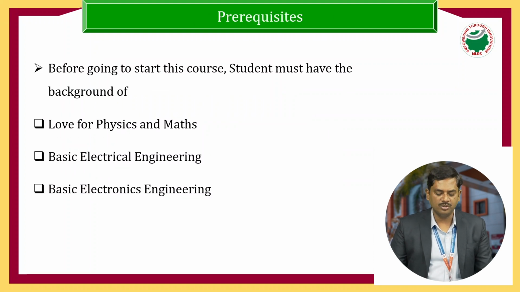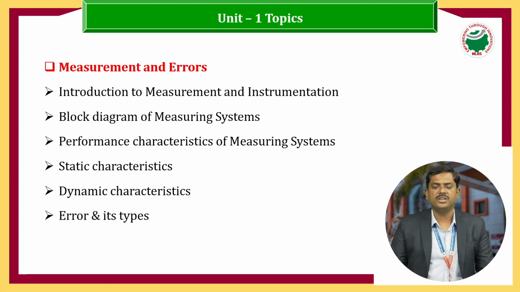Before getting into the course, let us see the prerequisites that are required for the students to have good knowledge in order to learn this course. First of all, the students need a good mathematical background and physics background, and good knowledge of the subjects already studied, basic electrical engineering and basic electronics engineering. So let us get into the unit 1 topics.